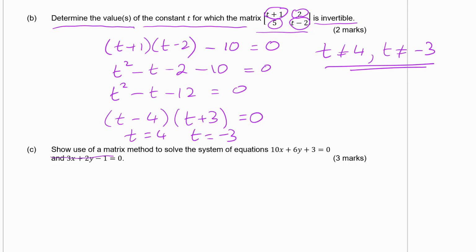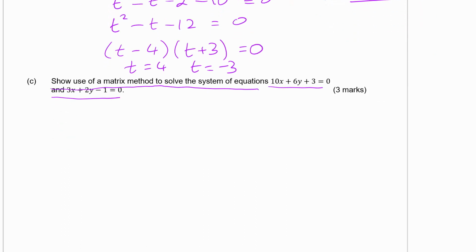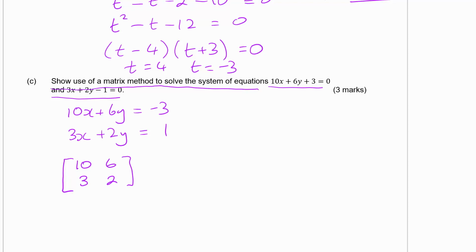We now want to show use of a matrix method to solve the system of equations 10x plus 6y plus 3 is 0 and 3x plus 2y minus 1 is 0. Let's write those as 10x plus 6y is equal to -3 and 3x plus 2y is equal to 1. So we can set that up as a matrix by doing [10, 6; 3, 2] times [x; y] is equal to [-3; 1].